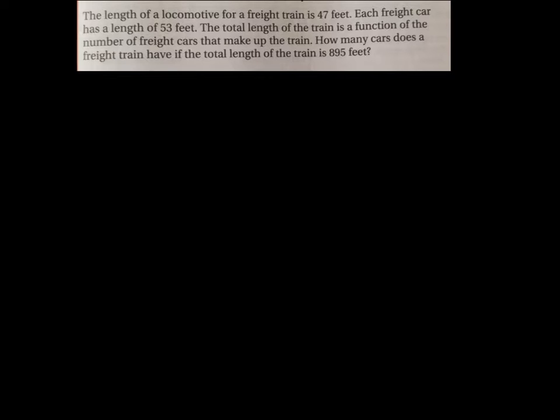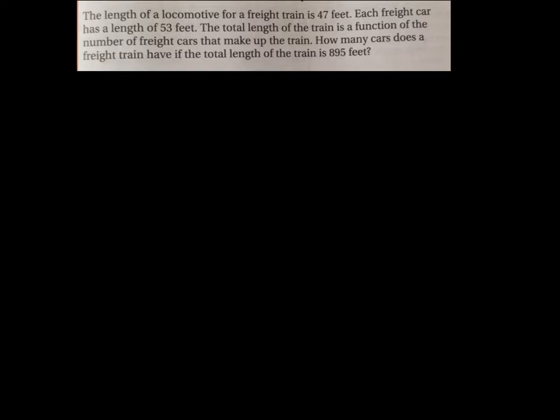All right, the length of a locomotive for a freight train is 47 feet. Each freight car has a length of 53 feet. The total length of the train is a function of the number of freight cars that make up the train. How many cars does a freight train have if the total length of the train is 895 feet?